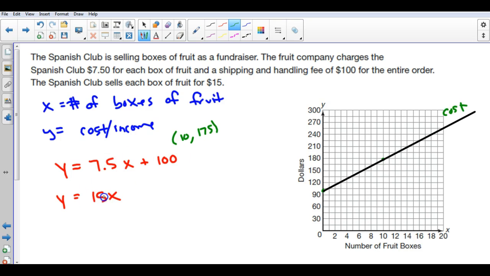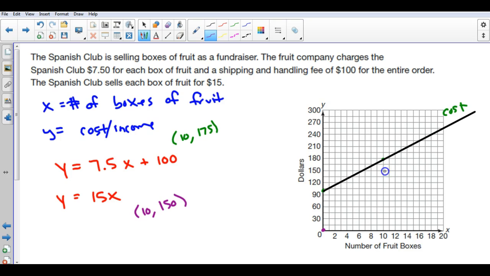Now the bottom line is going to be my income. Notice that my y-intercept here is 0, which means if somebody buys 0 boxes, it's going to be $0. So I'm going to mark where 0, 0 goes on the graph. And let's assume they sold 10 boxes of these. If they sell 10 boxes, how much is that going to earn them? Their income would be $150. 15 times 10 is 150.